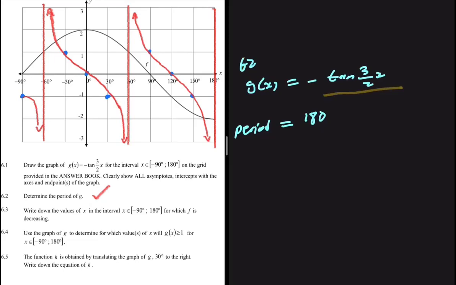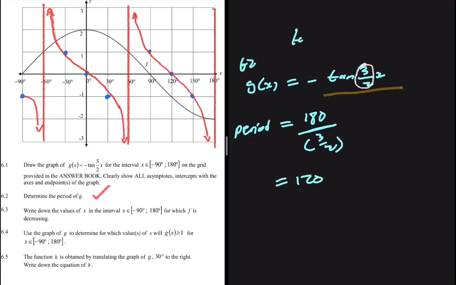So how do we go from the period of tan of x to the period of minus tan 3 divided by 2x? You divide the period of tan of x by 3 divided by 2, or the coefficient of x. If it's 1, you just divide by 1 and you get 180. So if we divide 180 by 3 divided by 2, we're going to get 120.